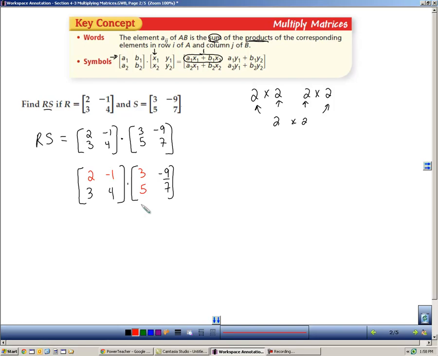The first thing we do is we multiply the first row by the first column, and we add those solutions up. I'm going to take row 1, which has a 2, and multiply it by the first element in column 1, which has a 3. And then I'm going to add that to the second element, negative 1, times the second element in the column of a 5.